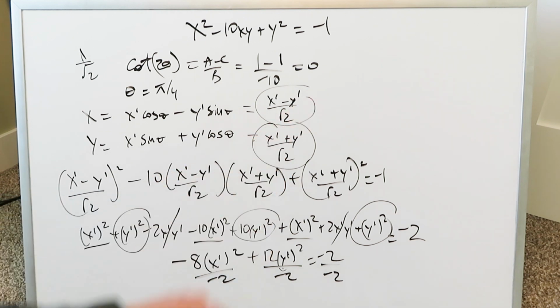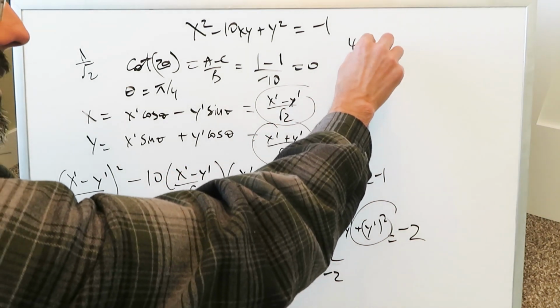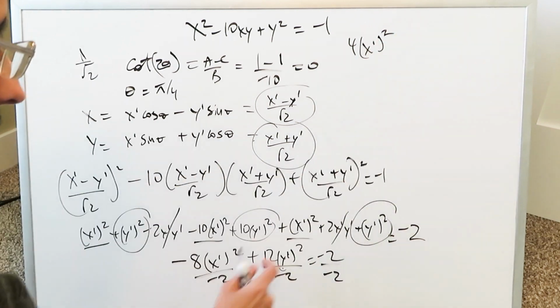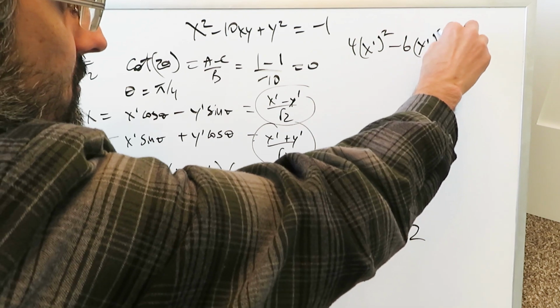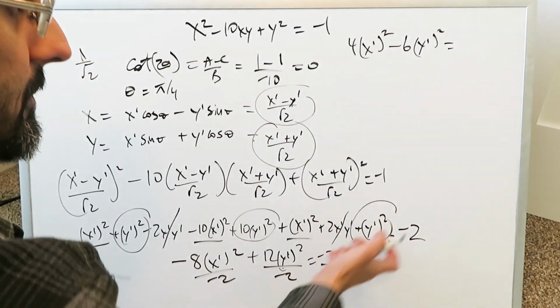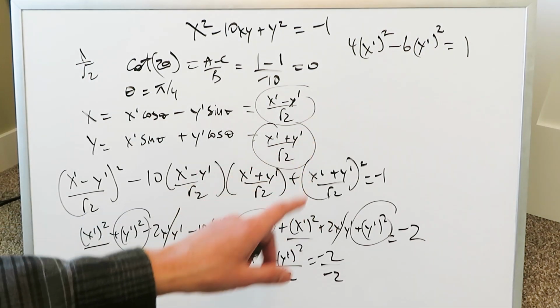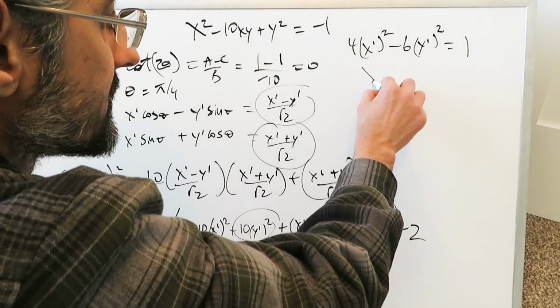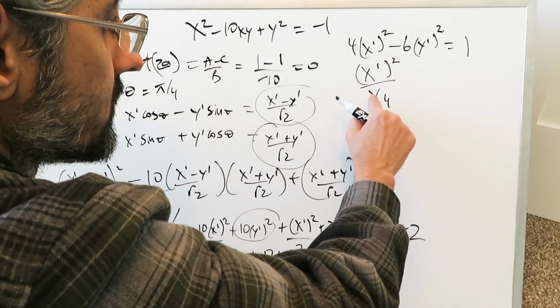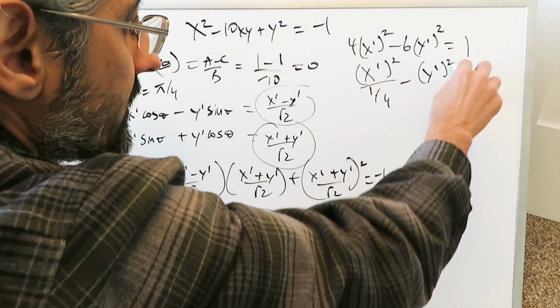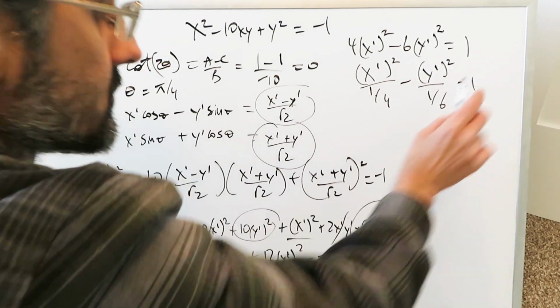I'm going to put everything for you right over here. When I'm doing this, minus 8 divided by minus 2, I'm getting a 4x prime whole square. Over here, I'm getting a minus 6y prime whole square is equal to 1. When I'm looking at that, I'm seeing a hyperbola, x prime whole square over 1 over 4 minus y prime whole square over 1 over 6 is equal to 1.